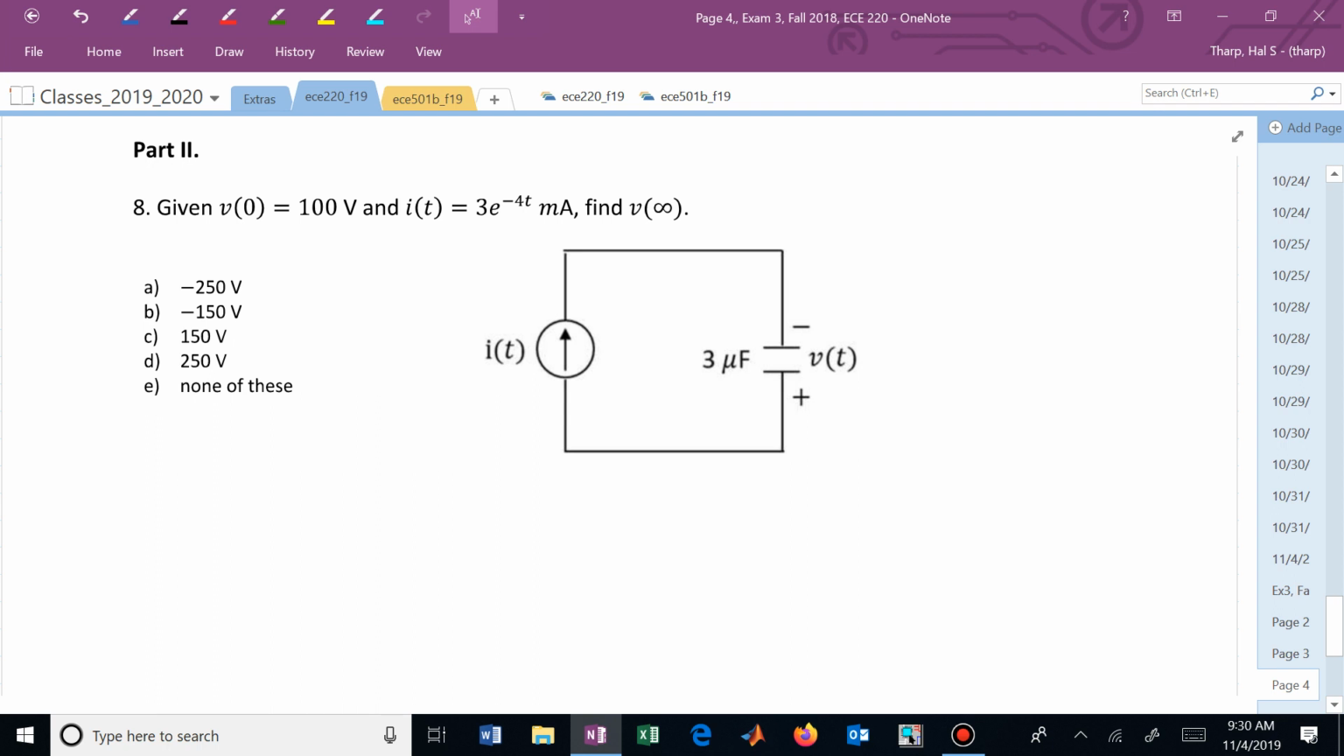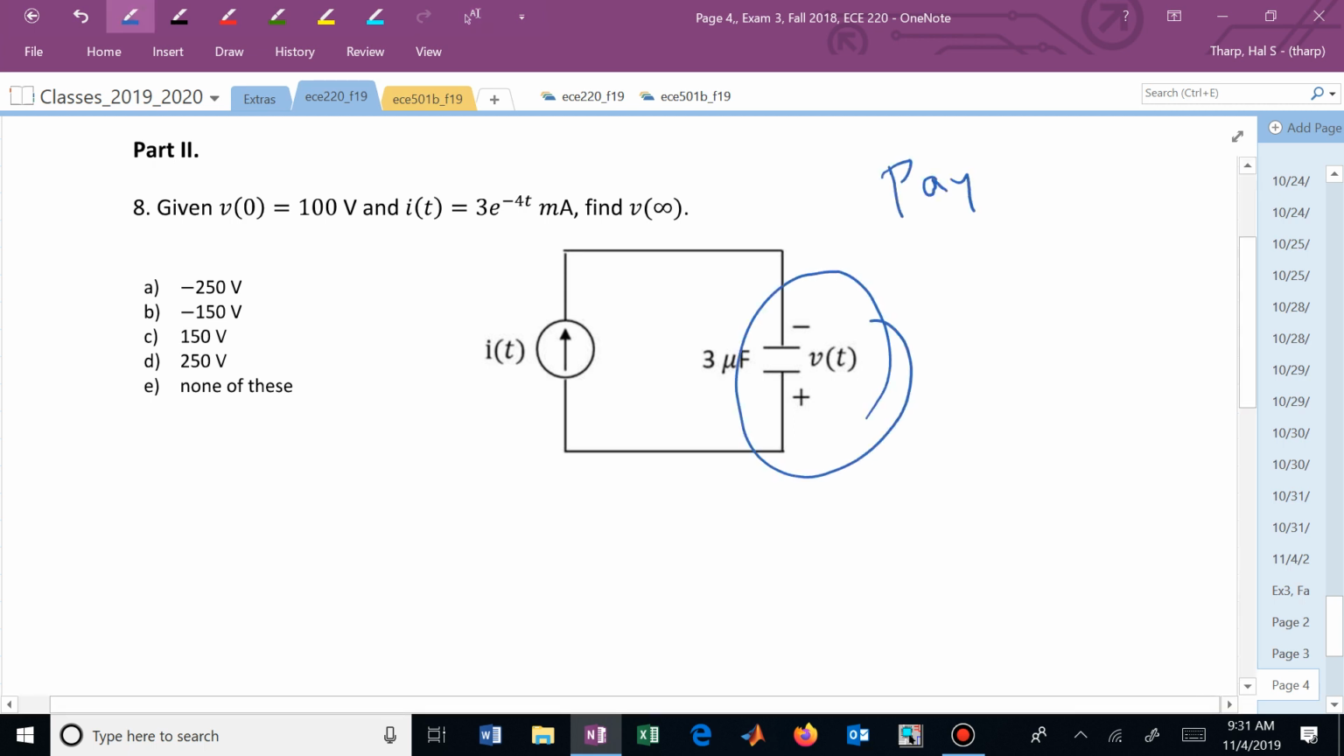Given v sub 0 is 100 volts and i of t is this exponential, find the final value of the voltage across that capacitor. And let me just remark that you need to pay attention to the way they've labeled things polarity-wise. This is not how I would label voltage across that capacitor with the current going in the direction it's going. So things are probably going to be counter to what I would have thought. Pay attention to polarity.